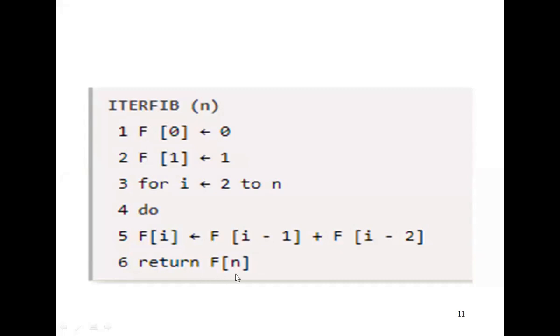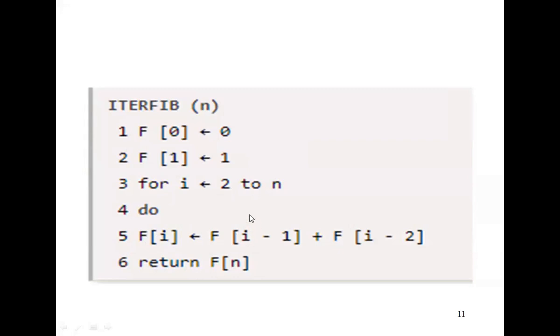Now return the final value f of n. After completion of the for loop, you will get the f of n value. Suppose you want to calculate f of 4, then i is equal to 2 the first time, next i equal to 3, next i equal to 4. Like this you can calculate. You will get the f of 4 after completion of this for loop. Then f of 4 you can return.